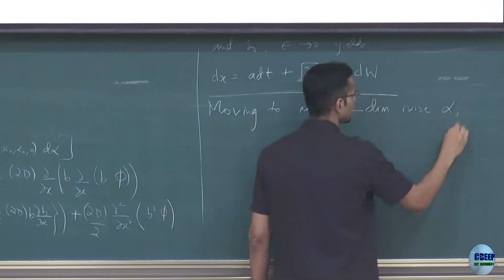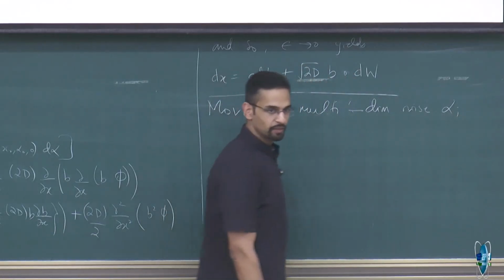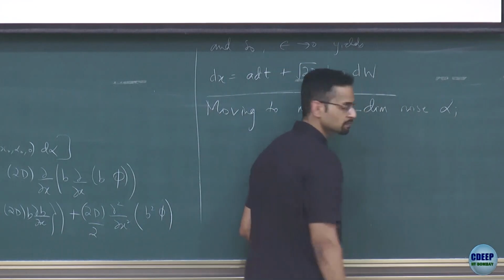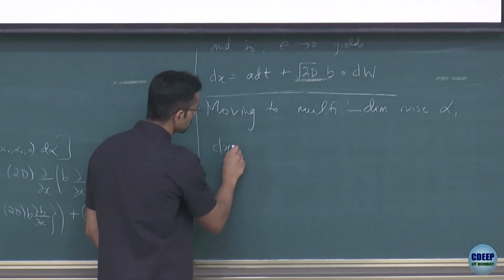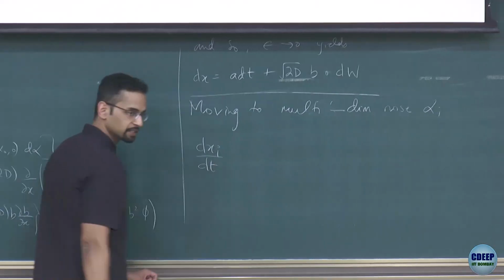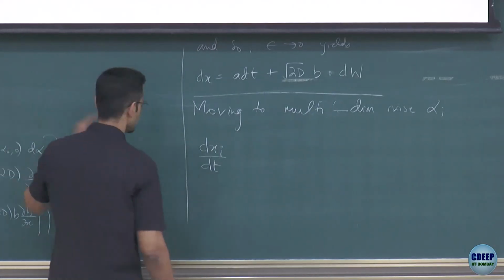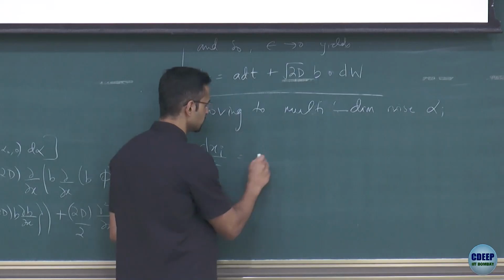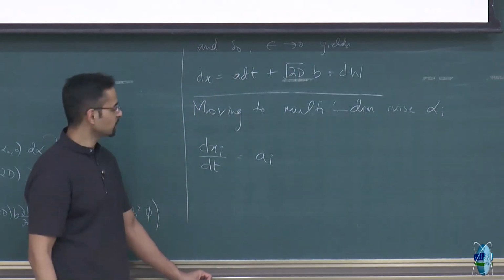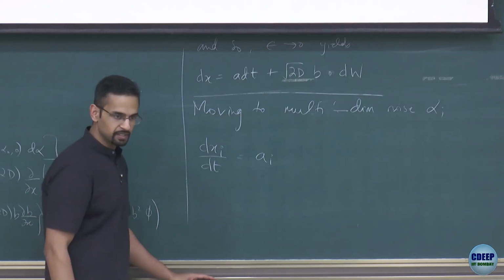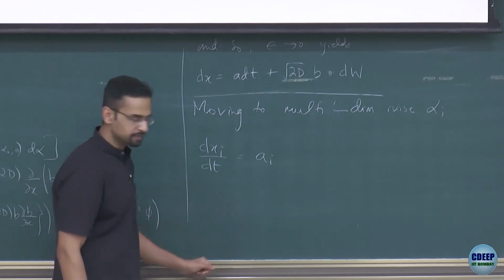So we'll have an alpha i now, an alpha vector. So now let me formulate the problem in the same way. Instead of having dx/dt, I'll have a vector dxi/dt that is going to have a drift function ai. So ai is a function of xi and t, right? So the ai is not a constant; it's a function, just like it was there.